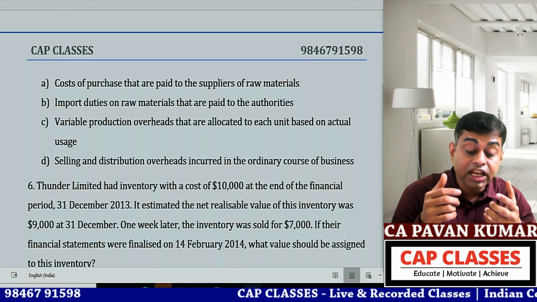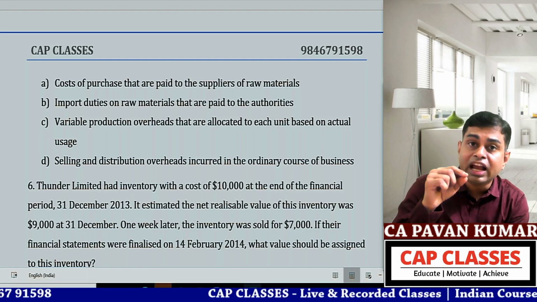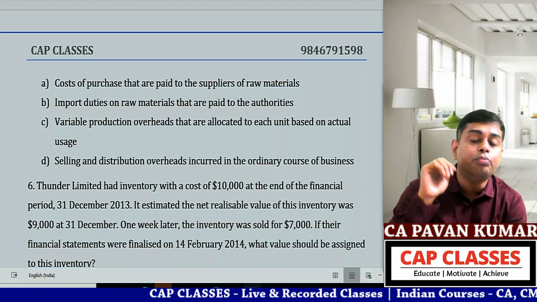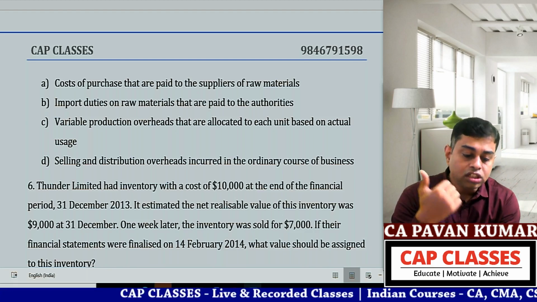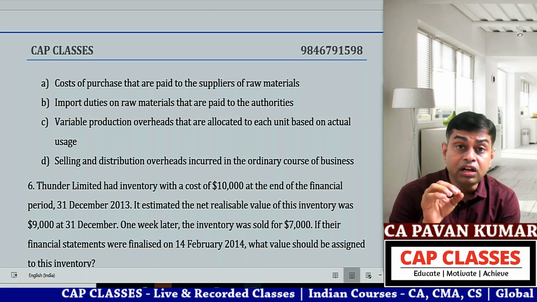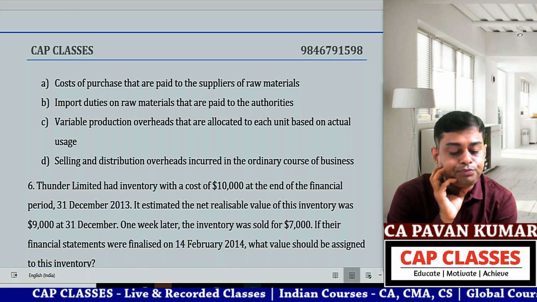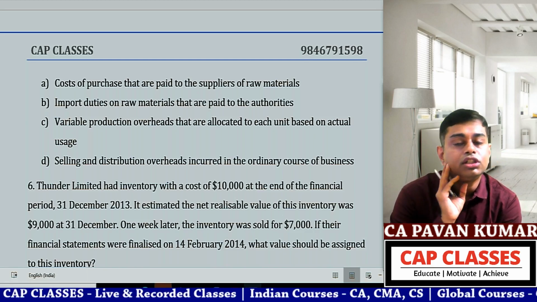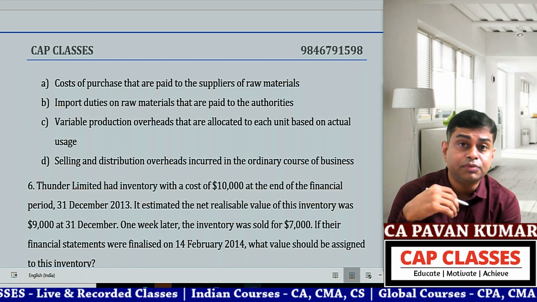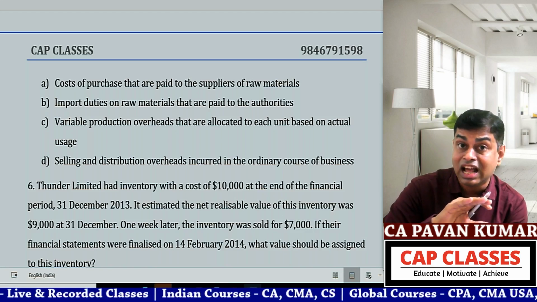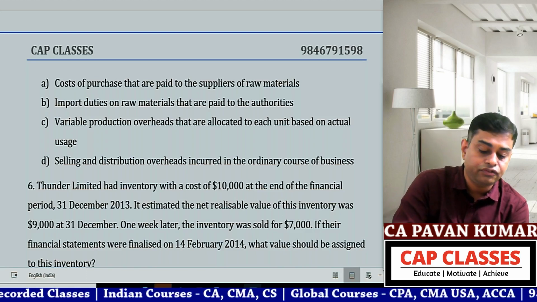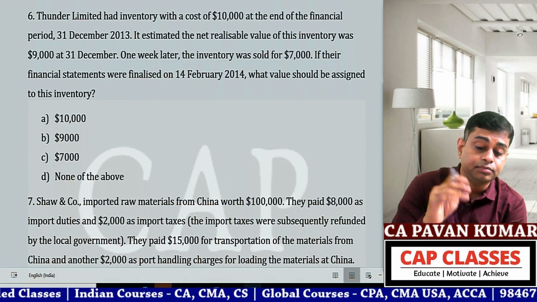So they are asking you which of the following cannot be included in the cost of the inventory, which of the following is to be expensed to P&L. Purchase cost, import duty, production overheads, selling and distribution overheads. So which one cannot be included in cost of inventory? Selling and distribution. Isn't it? Abnormal expenses, selling and distribution expenses, administration expenses that are not directly incurred for production. All these things have to be expensed off. Okay, next, read question number 6.